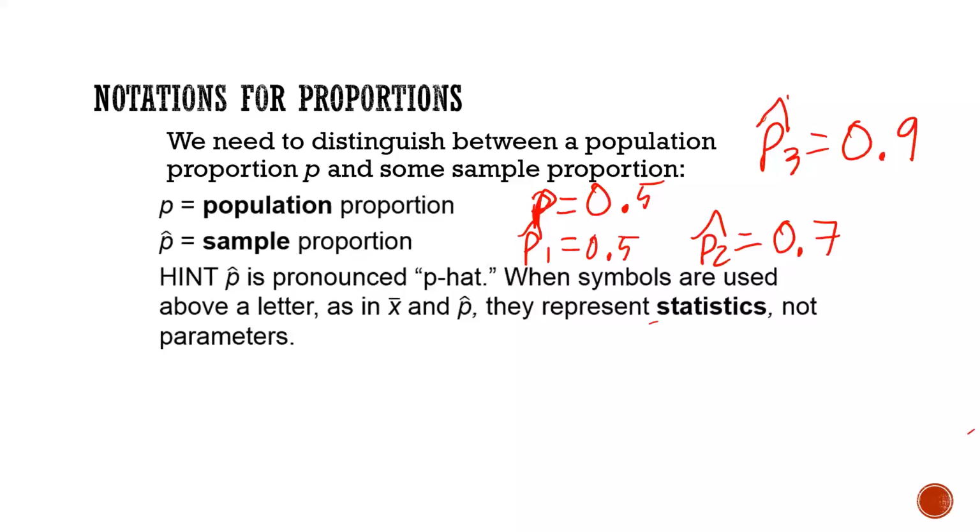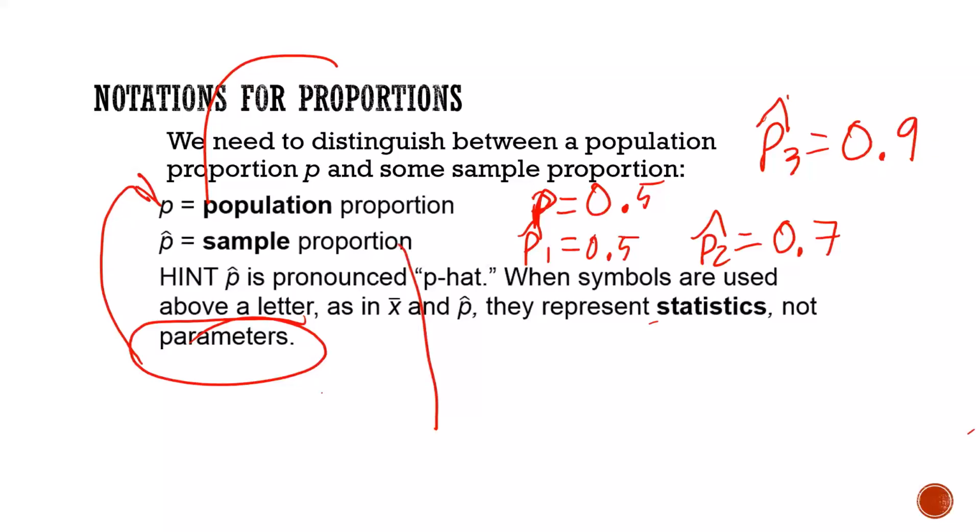So notice this one right here is a parameter, because it refers to the whole population, and therefore there is only one such P value. For this one, there is one for each sample. But since there are many different samples, you can say that there are many different p-hats, which is how we pronounce this. Then we're going to understand the difference between p-hat and p.